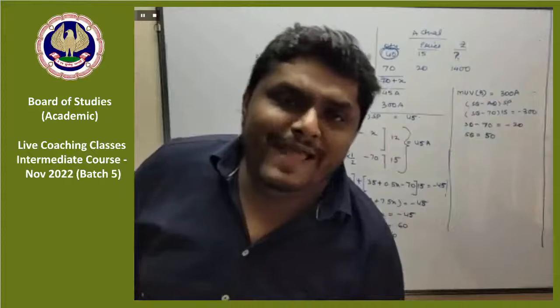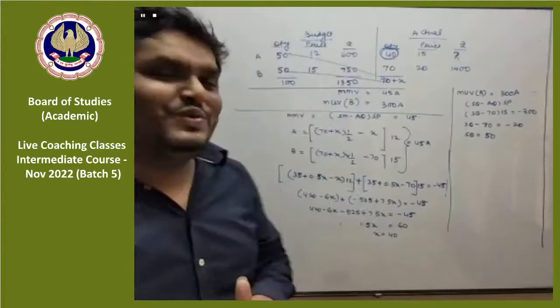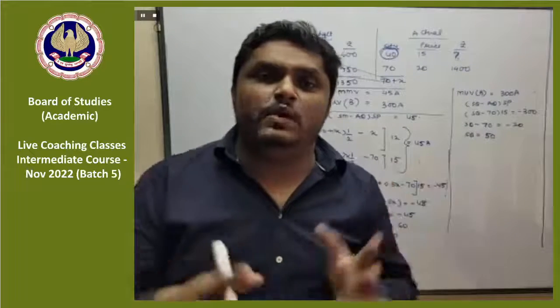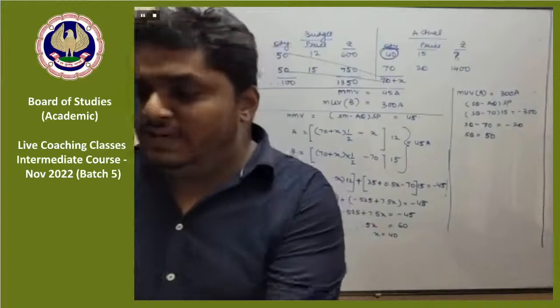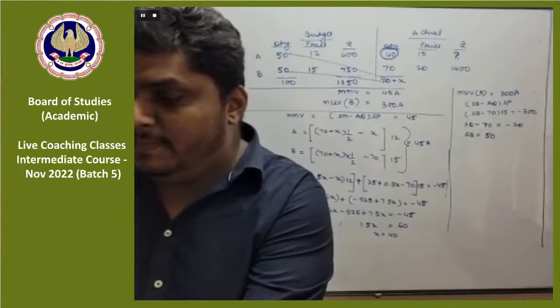So this is how the value of X will be calculated using material mix variance. The calculation is a bit tricky, guys. So if you guys have any doubts in this calculation, you guys can ask me.